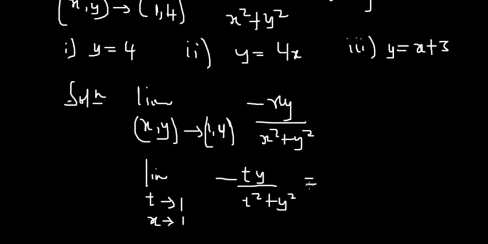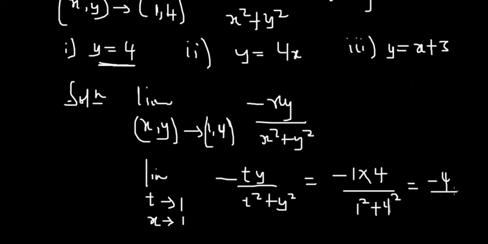So all you have to do is just substitute your t and y values. We have 1 multiplying y, which is already given as 4, and then you divide that by t, which is 1, squared, plus 4 squared. Once you do the simple computation, we have 4 on 17. This is 17. So 4 on 17.